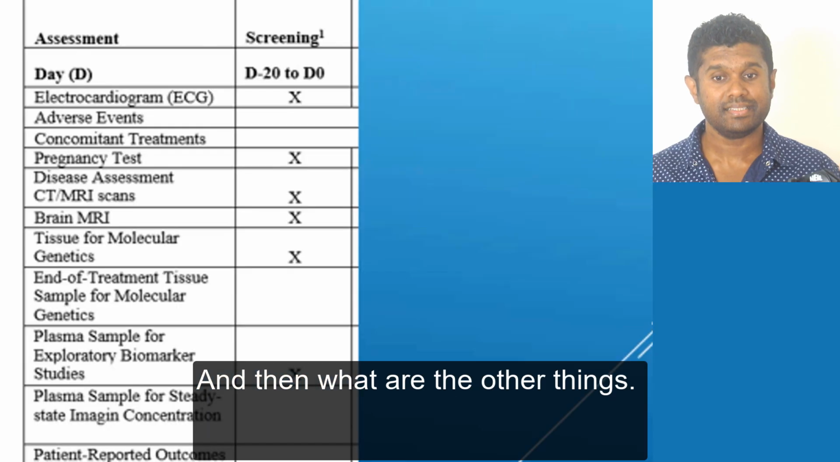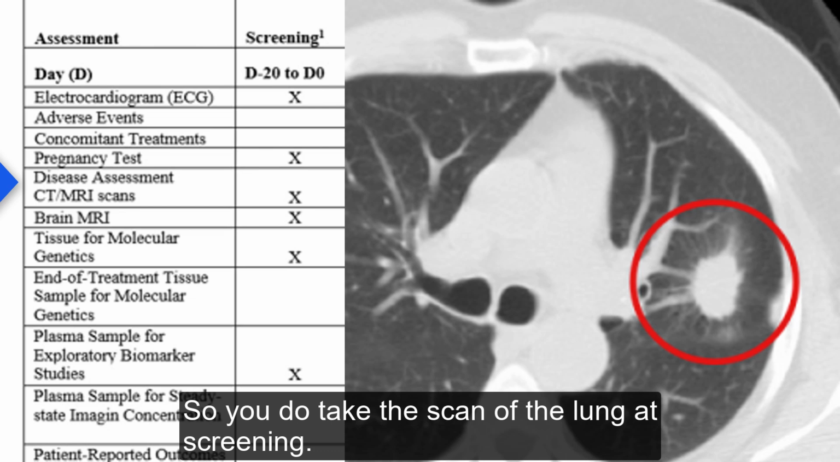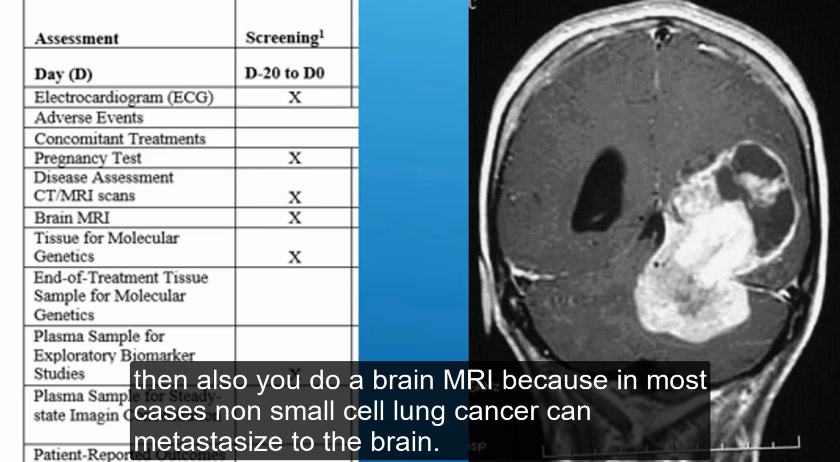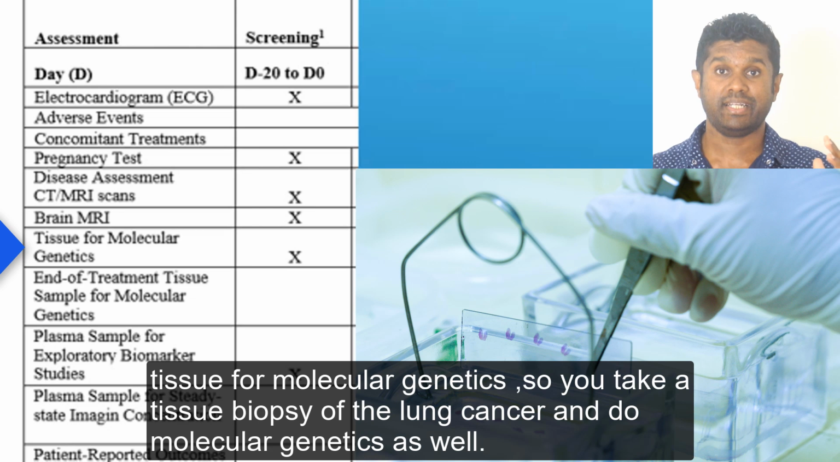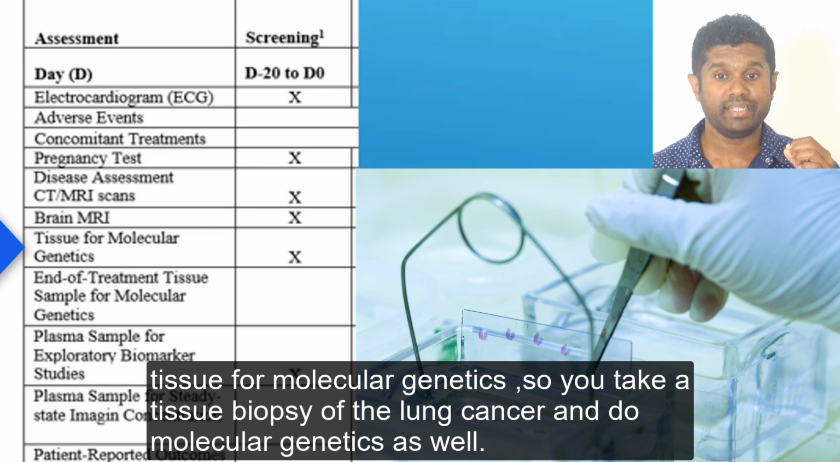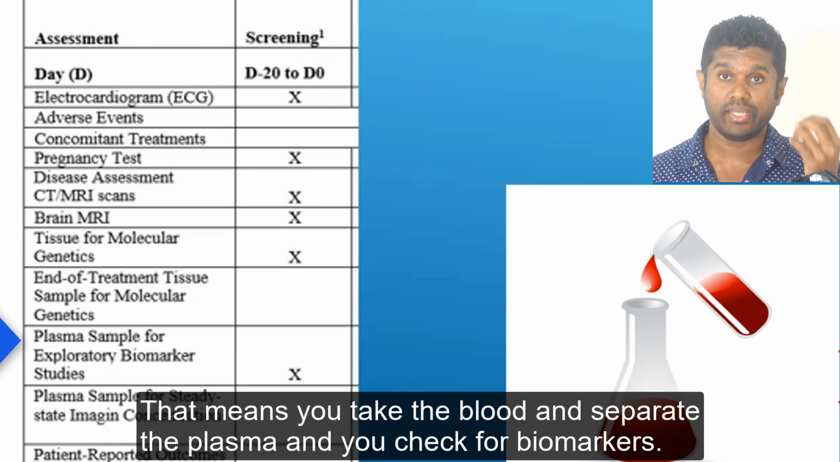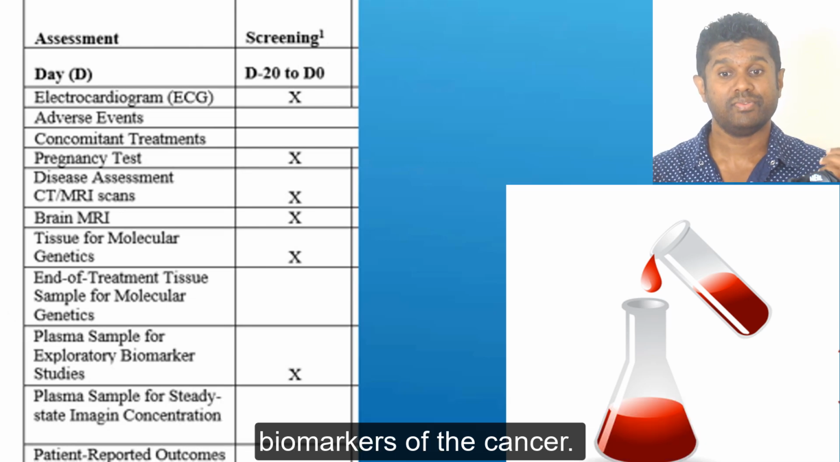And then what are the other things? Disease assessment using a computed tomography or MRI scan. This is lung cancer, right? So you take the scan of the lung at the screening, and also you do a brain MRI, because in most cases non-small cell lung cancer can metastasize to the brain. So you do a brain MRI to see whether there's metastasis in the brain. Tissue for molecular genetics: you take a tissue biopsy of the lung cancer and do molecular genetics as well. Then you do a plasma sample for exploratory biomarker analysis. That means you take the blood and separate the plasma, and you check for biomarkers of the cancer.